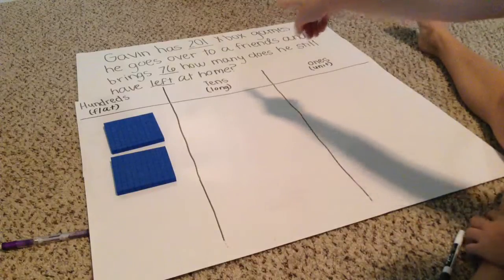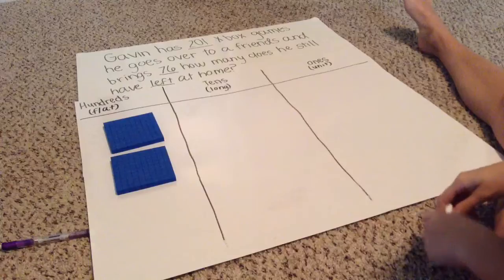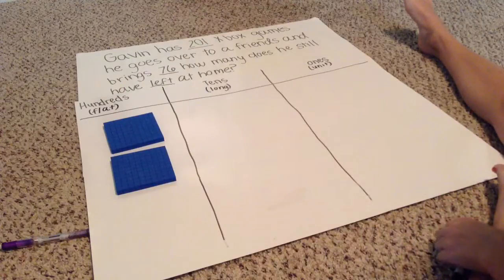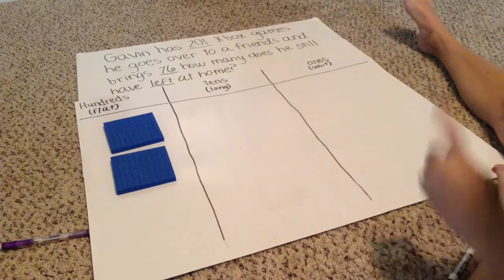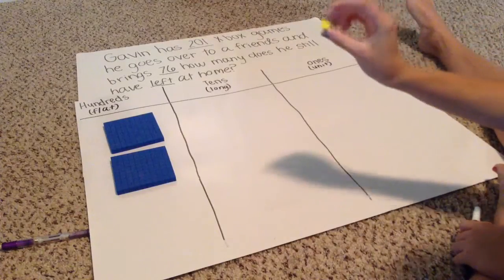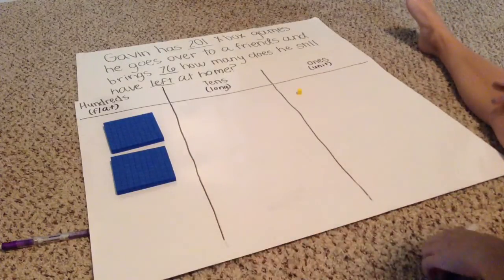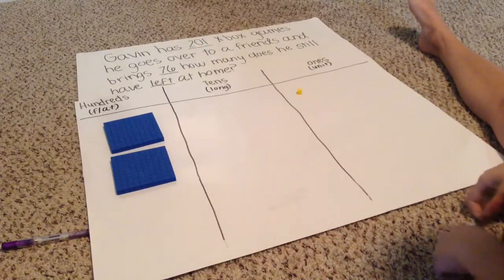We then see there is 0 in our tens place value, so we leave our tens place blank, giving us no longs. We then look at our ones place value. He has 1 in his ones value, giving us 1 unit in our ones spot. So we now have our 201 laid out on our set model.